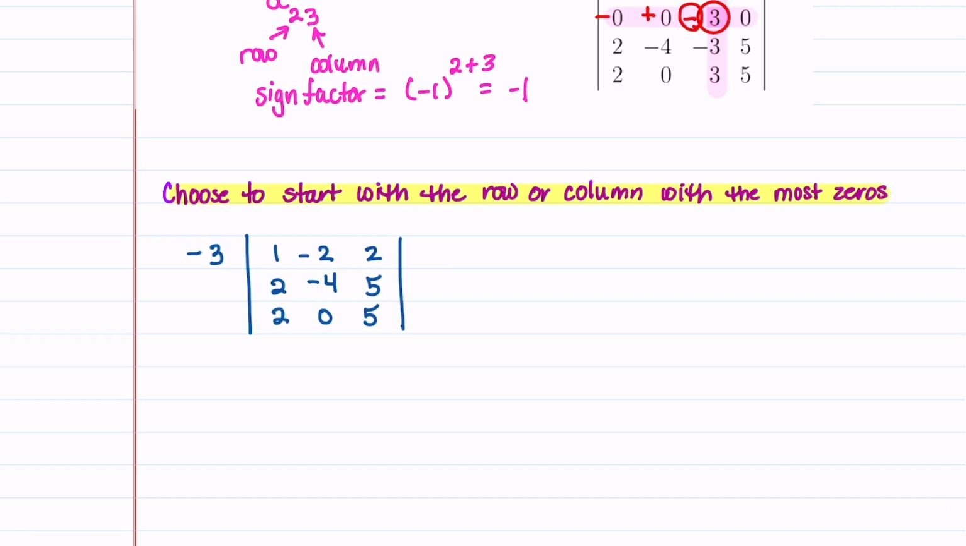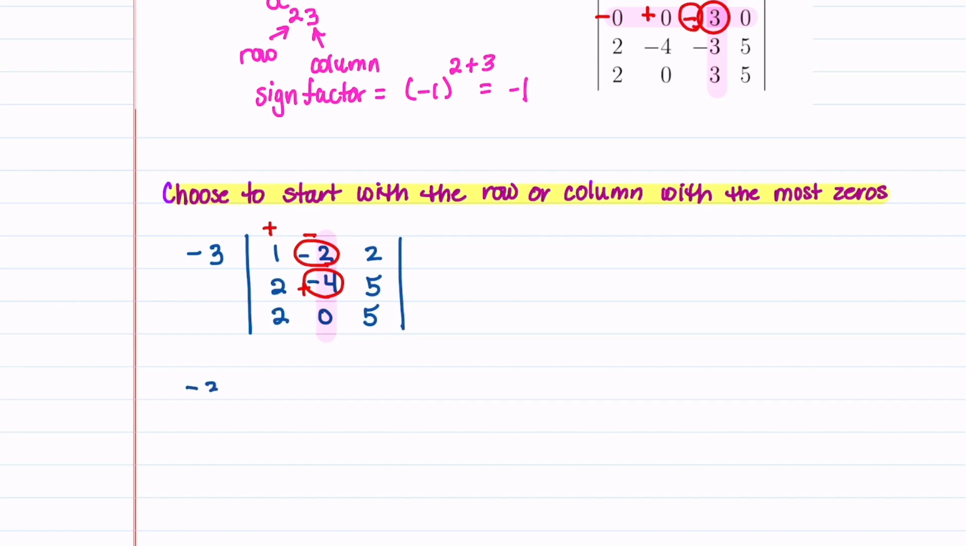We're going to look at the row or column with the most zeros. So right away, I see that our third row or our second column has the most zeros. I'm going to choose arbitrarily to just go down the second column. And I'm going to go ahead and write our sign factor. So this is a plus, minus, and a plus. So we're going to have 2 entries that we're going to work with, and those are the sign factors. Let's work with the -2 first.